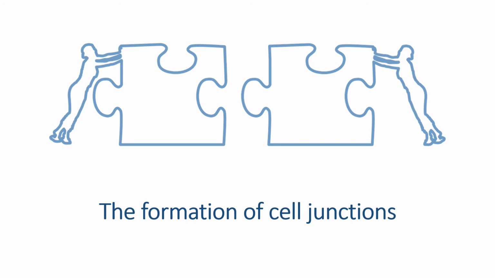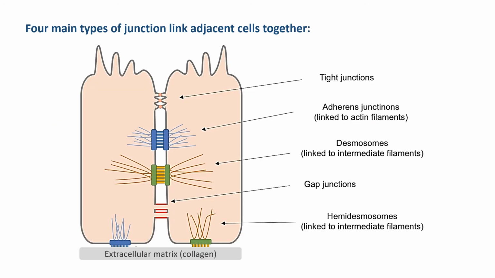Well, that was a quick run through signaling. We'll come across loads and loads of instances as we move through the module, which leaves us with the formation of cell junctions for this part. So we'll talk about the four main types. So working down from the top, we have tight junctions.